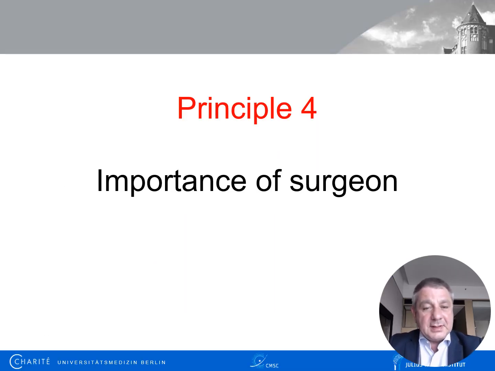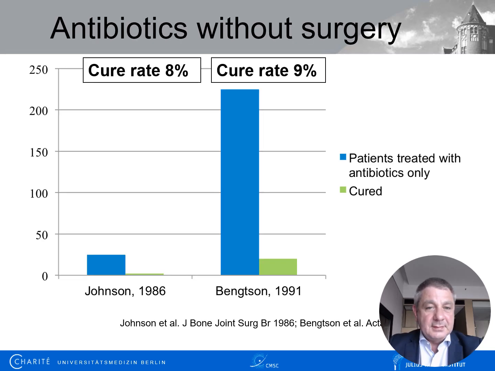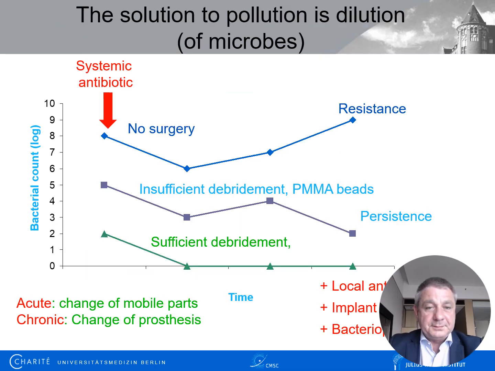The fourth principle is the surgeon. Because antibiotics alone cannot replace surgery and cause very low cure rates, it's important to speak of a proper surgical intervention. The solution to pollution is dilution of bacteria, which can be done by sufficient debridement. If we do insufficient debridement, so some dead tissue or even cement is left in the prosthesis in chronic infections, then this will cause persistence or resistance of bacteria.